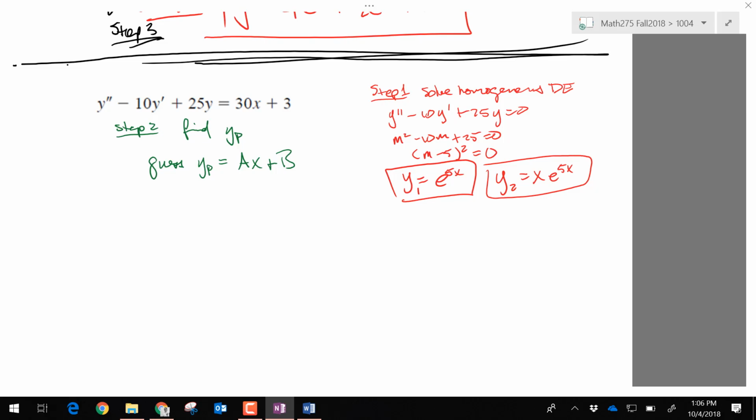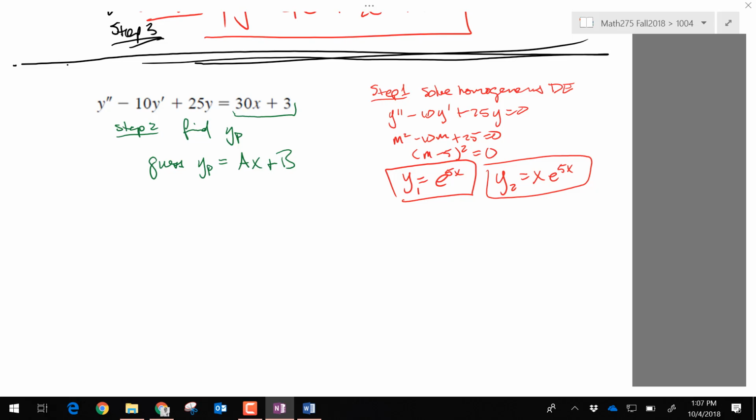Because you read ahead. That's an excellent answer, by the way. We're kind of just matching the right-hand side there. We got 30x plus 3. That looks like a linear function ax plus b. So maybe it is. The y sub p is going to be a linear function also. So that's what's going to happen.